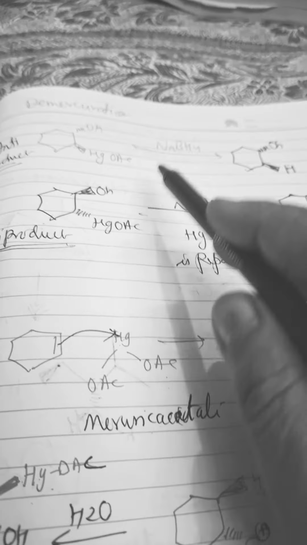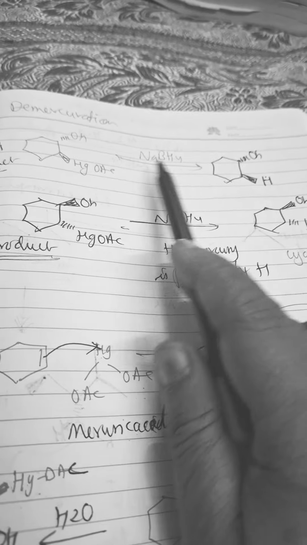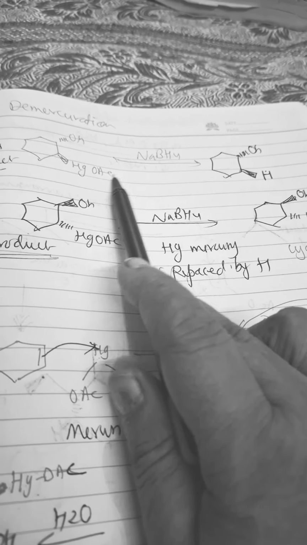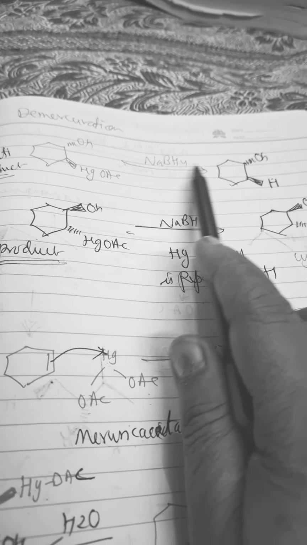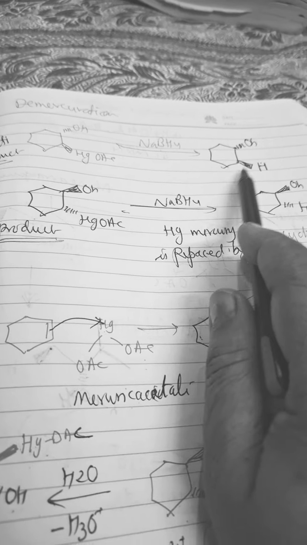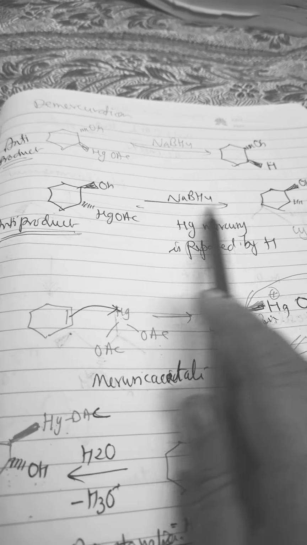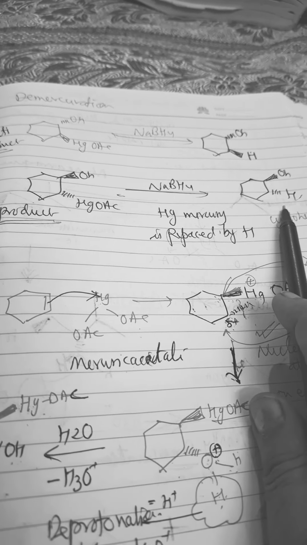See here, I made two products, this and this. Anti-products are obtained, and NaBH4 replaces mercury. This mercury is replaced by hydrogen by NaBH4. So we will get this cyclohexanol. Okay, so here we get cyclohexanol.